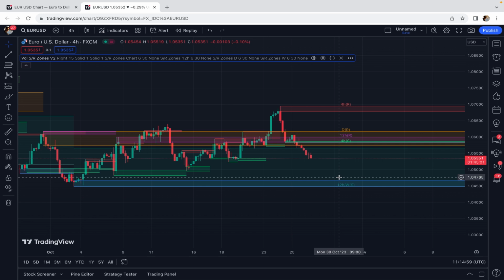This indicator is extremely helpful in identifying support and resistance zones, and it's a great help for analyzing price action and finding significant levels on the chart where market participants showed more reaction.